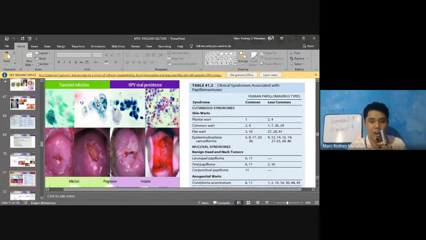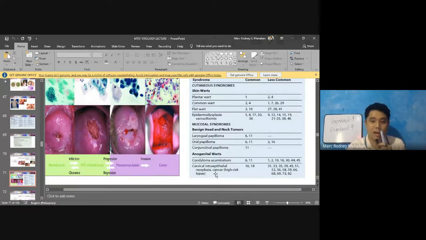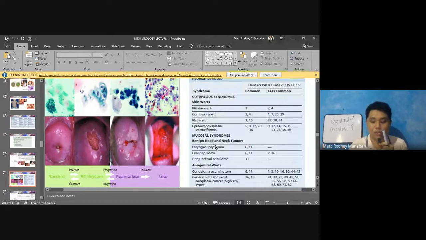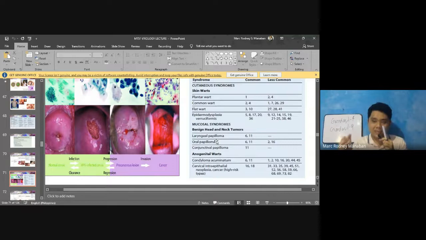Now, here's a summary of the serotypes of your papilloma viruses. Again, 16 and 18 are very common in cervical cancer and anogenital warts, also condylomata acuminata. And 6 and 11 are common in papillomas, the benign tumors. So that's why Gardasil 4 covers 6, 11, 16, and 18. Because these four serotypes usually cause papillomas, tumors, and of course, 16 and 18 cause cancers.